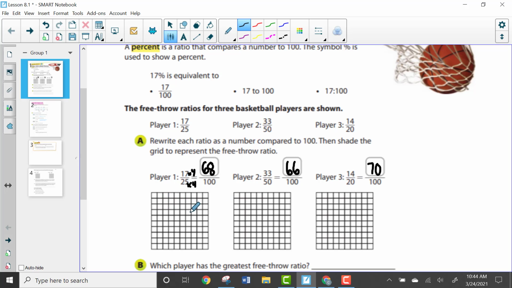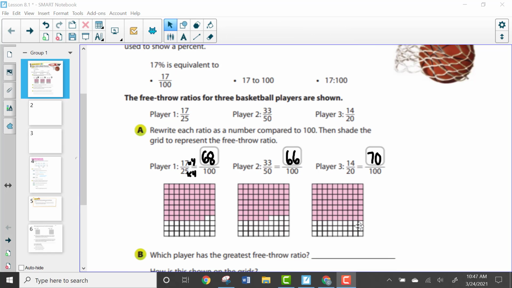Now what we can do is fill in these 100 grid charts to represent the percentage. And I'll have you do that now. Your grids should look just like mine. You can see 68%, that means we fill in 68 out of 100 squares, 66%, 66 out of 100, and 70%, we fill in 70 out of 100.